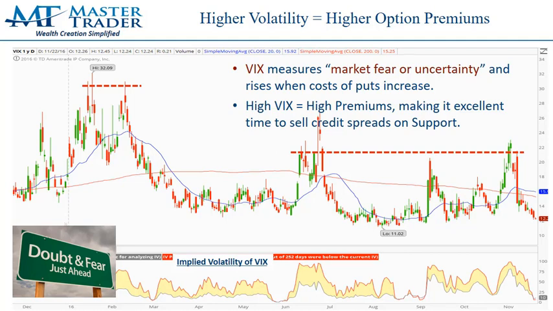That's it for Module 2, and we look forward to meeting up again in Module 3, where we're going to now start implementing what you've learned and selling bull put credit spreads with compelling chart patterns. Stay tuned.